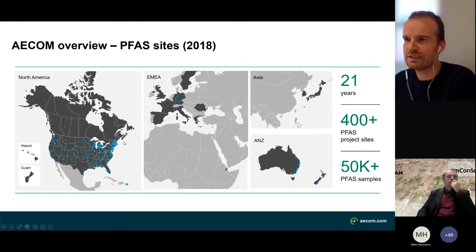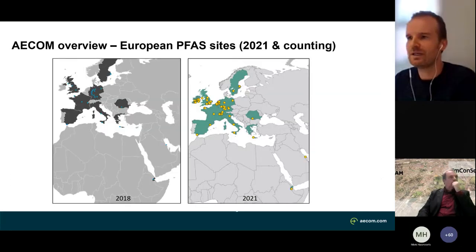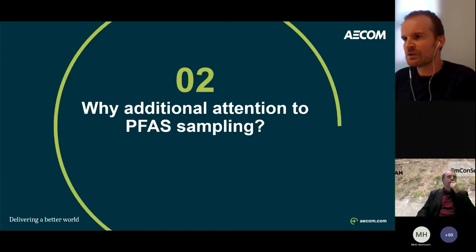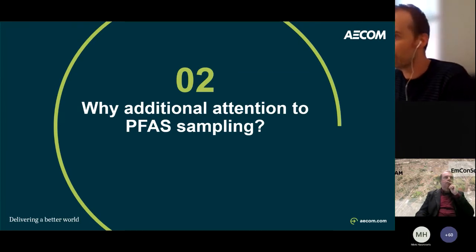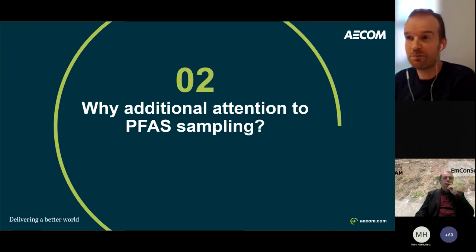As seen in this slide, it's a bit an outdated slide, because if you look at the European map, in the last few years, the investigation efforts and the focus on PFAS grew significantly. Also our portfolio and projects in the Benelux increase as well. So then the question is, why all this additional attention to specific compounds of PFAS during sampling?